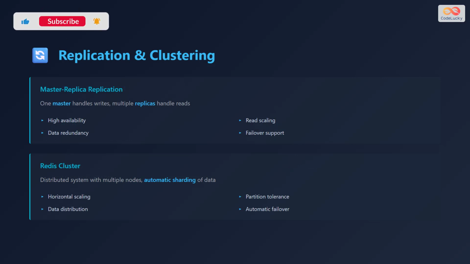For distributed systems, Redis provides 2 scaling strategies. Master replica replication uses one master node handling all writes and multiple replica nodes handling reads. This setup gives you high availability, read scaling, data redundancy, and automatic failover if the master fails. Redis cluster distributes data across multiple nodes with automatic sharding. Data is partitioned based on keys, enabling horizontal scaling. Cluster provides partition tolerance and automatic failover as well. Choose replication for simpler setups and cluster for large-scale distributed systems.